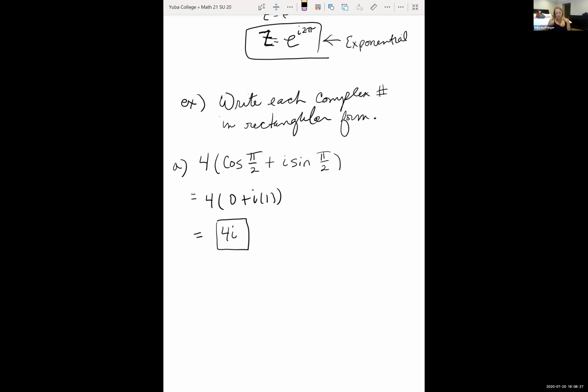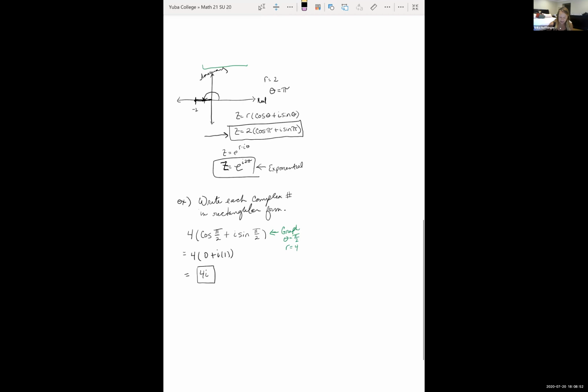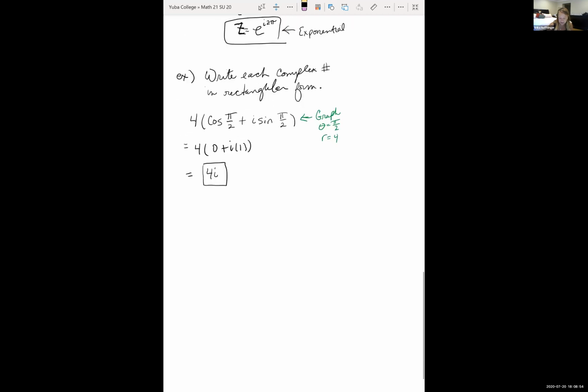We should have been able to graph this without converting it to 4i. If I was looking to graph this, we know what theta is and we know what r is. So we have theta is pi halves and r is 4. If you rotate pi halves, that gets me to the positive y-axis, and then go up 4.